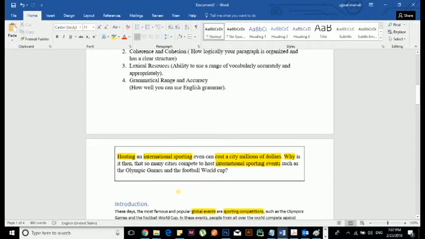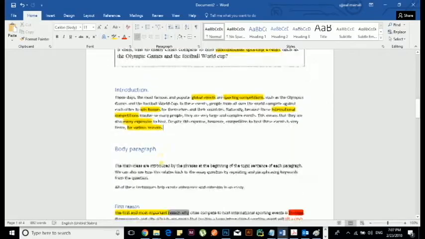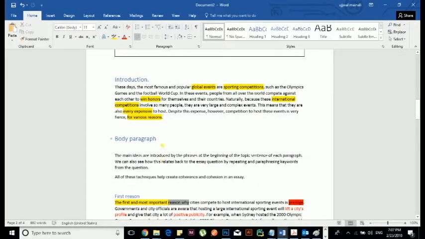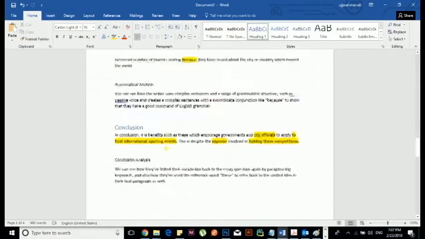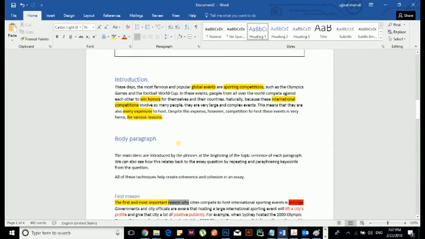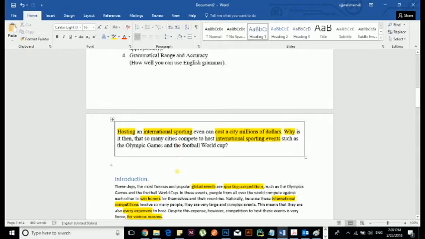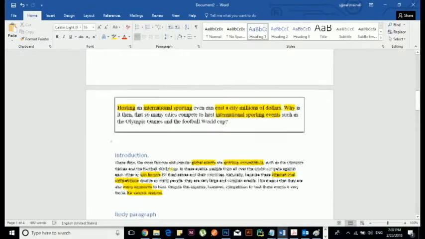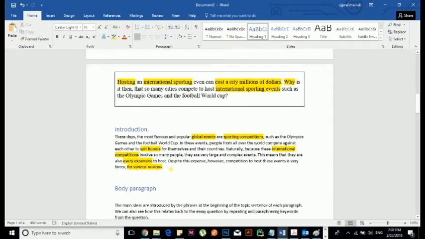Before approaching your IELTS task 2, there are three sections for your essay. The first one is your introduction, the second is your body paragraph, and the third one is your conclusion. The body paragraph can usually be divided into 2 to 3 further paragraphs. Let's go to the introduction first.